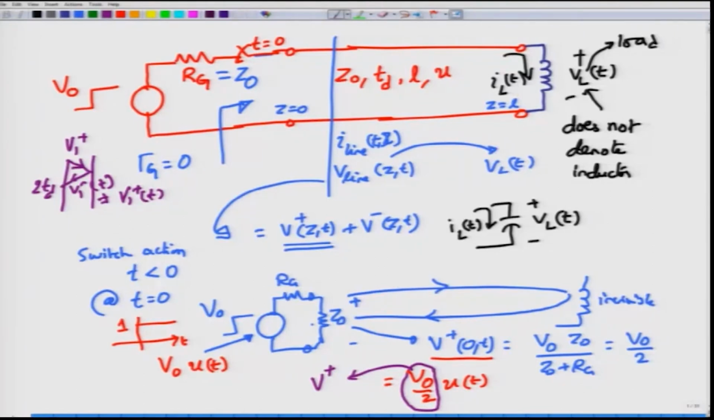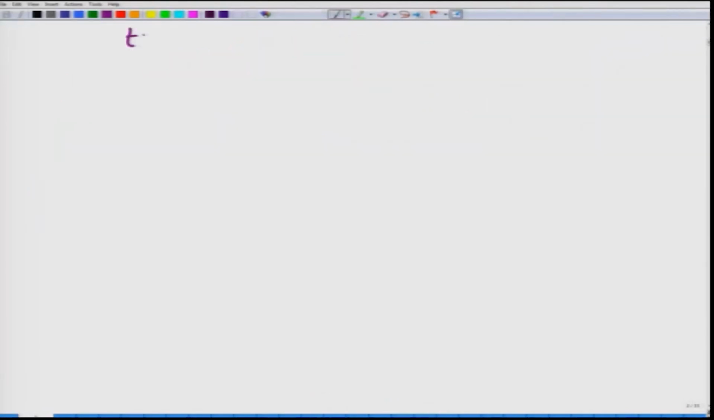To summarize, at t equal to 0, we launch a voltage whose amplitude is, let's say, V plus, and it is u of t that we have launched. At what time does this initial incident voltage reach the load? It will reach the load after a time t equal to Td. Thus at time t equal to Td, this voltage, which has an amplitude of V0 by 2, would have reached the load side. So any operation at the load side must begin only for t greater than or equal to Td.